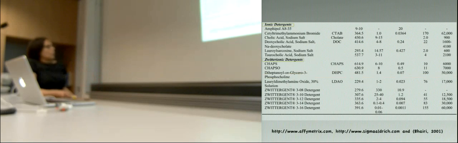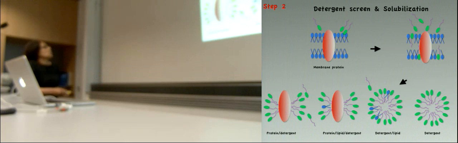So again, this is kind of a bottleneck in the entire process. After you screen your detergent and then solubilize your protein, the detergent molecules will go and incorporate into the lipid bilayer, and finally you will have basically four major components: detergent micelles, detergent-lipid micelles, protein-detergent-lipid micelles, and protein-detergent micelles. Once you have these, you can go on to the further steps.